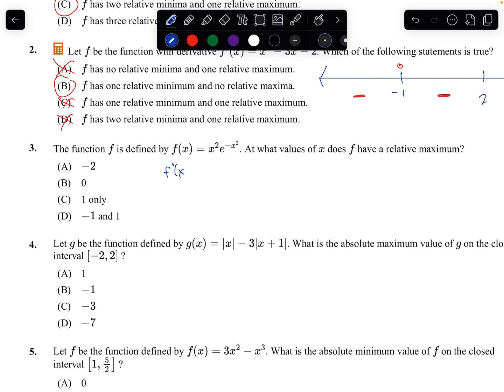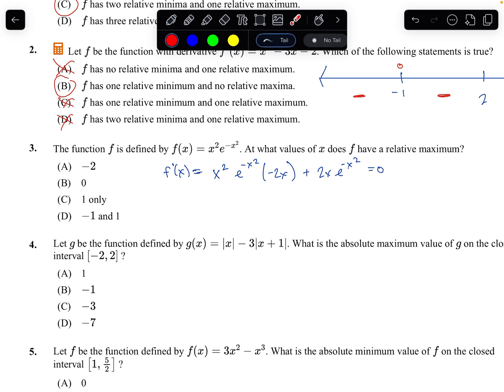For f prime of x, we're going to have to use the product rule and the chain rule. So we're going to take the first, which is x squared, times the derivative of the second, which will be e to the negative x squared, and then I have to multiply by the derivative of the inside, which would be negative 2x. So that's the first times the derivative of the second, plus the derivative of the first times the second. So that's e to the negative x squared. And so now that I have f prime, we're supposed to set this equal to 0.